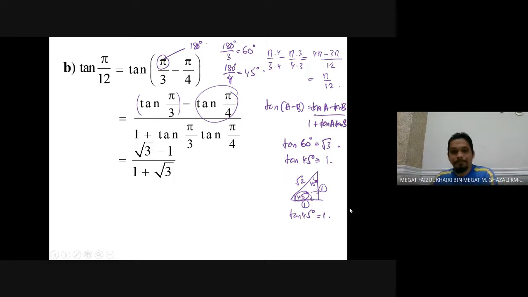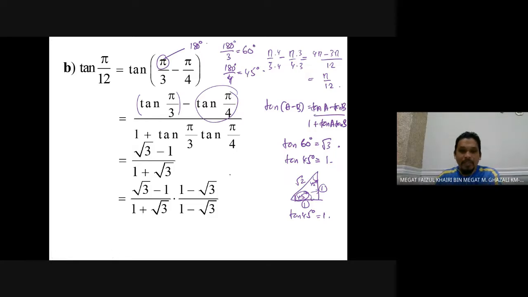Okay, for this one, this is the multiplication with the conjugate. Multiplication with the conjugate: 1 plus square root of 3 and 1 minus square root of 3. There you go.